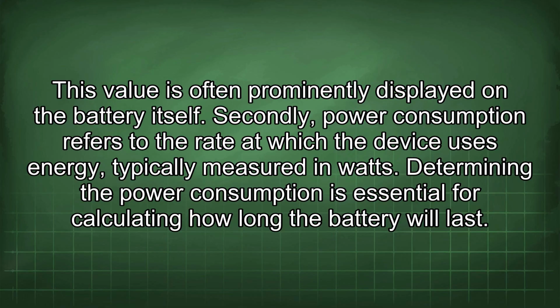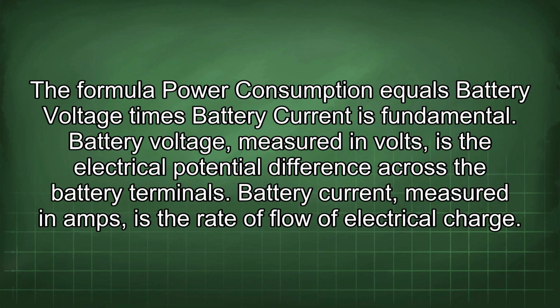Secondly, power consumption refers to the rate at which the device uses energy, typically measured in watts. Determining the power consumption is essential for calculating how long the battery will last. The formula power consumption equals battery voltage times battery current is fundamental. Battery voltage, measured in volts, is the electrical potential difference across the battery terminals. Battery current, measured in amps, is the rate of flow of electrical charge.